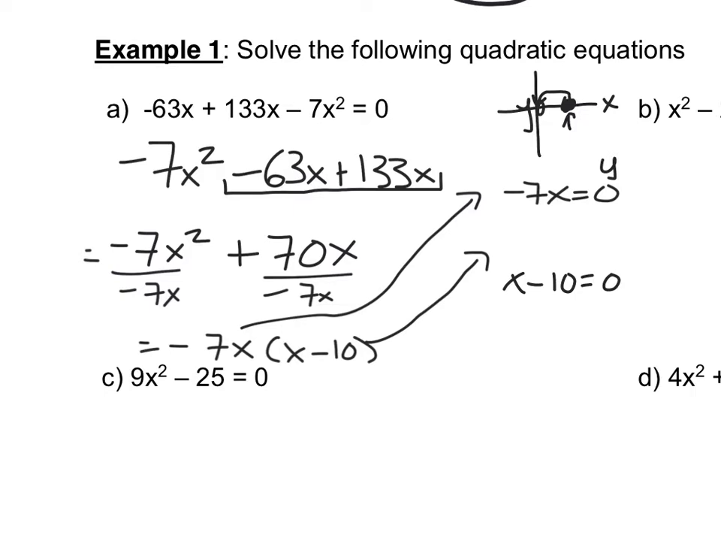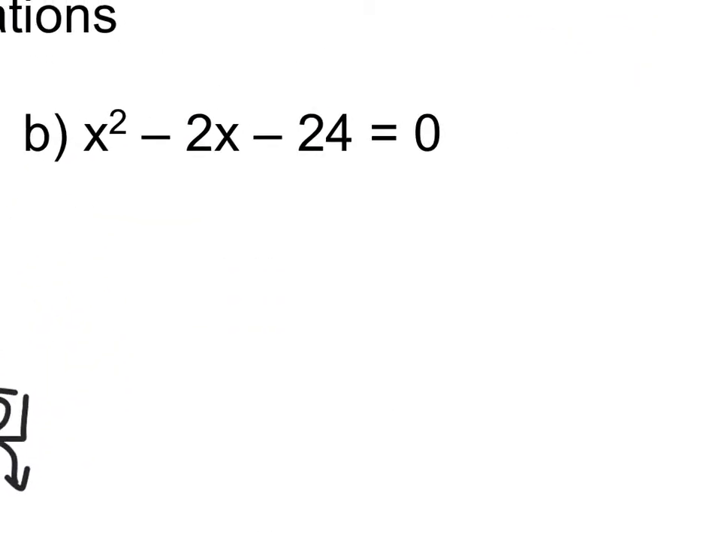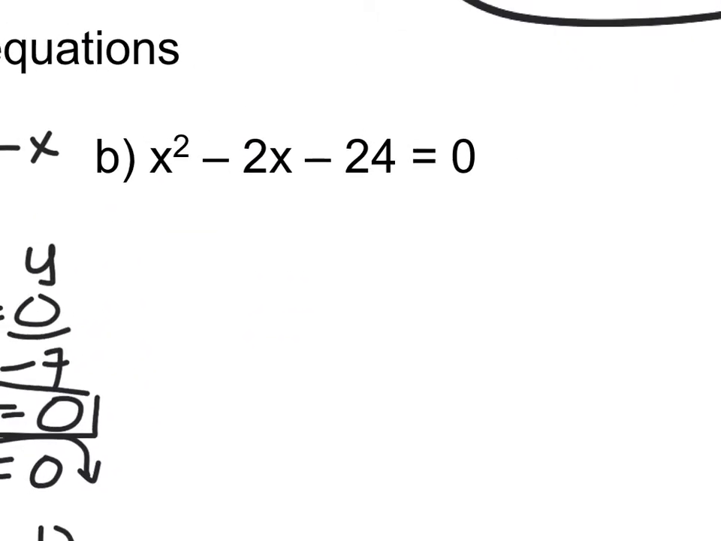So for my first x, it's negative 7 times x equals 0. So to undo that multiplication, we'll divide. And of course, 0 divided by negative 7 is 0. So one of my x-intercepts is at 0. The next intercept, I'm going to bring that negative 10 over. It'll change to a positive 10. So the other x-intercept is at 10. Now, x squared minus 2x minus 24 for b. I want you to try it on your own first, and then look at the solutions in your notes.